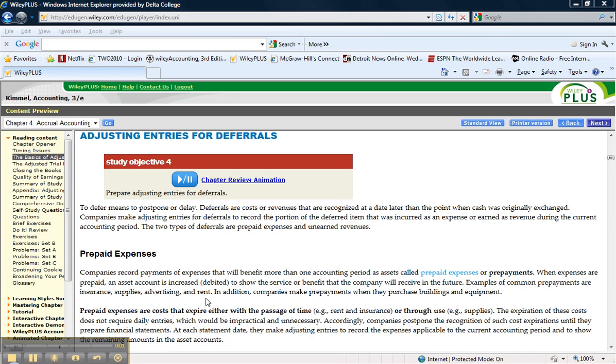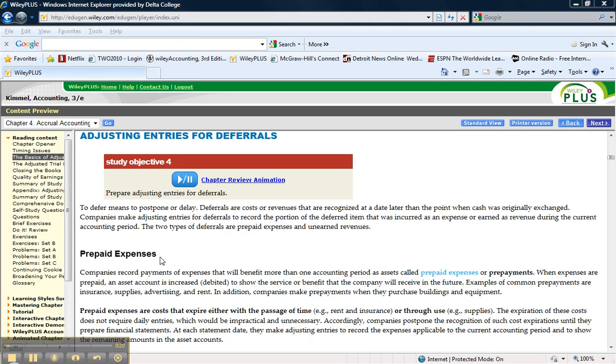Study Objective 4 is going to get into the specifics of deferral adjusting entries. Remember, there were two kinds, deferrals and accruals. This is all about deferrals. It's a very important study objective, as is number 5. It goes through a bunch of specific cases where cash changes hands first.